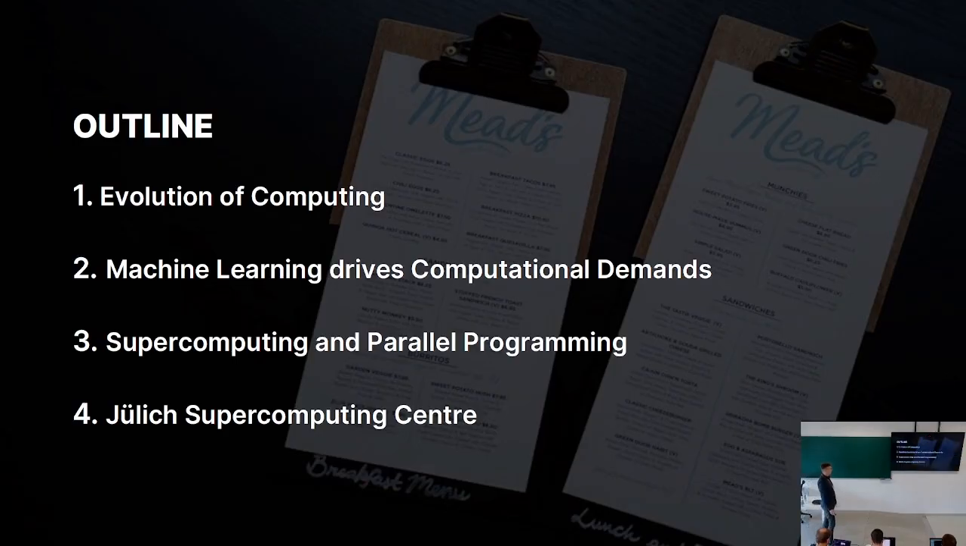So for the outline, I would like to first give you some points and history milestones in terms of the evolution of computing. Then I will move to how machine learning drives computational demands. And I guess after this first presentation, you are aware that applications from machine learning, foundation models, basically rule the way supercomputers and machines are formed, so GPUs now, all right? Because we need them to train these big models. Then I will go a bit into supercomputing and the parallel programming paradigm, and finally give you some information about the Jülich supercomputing.